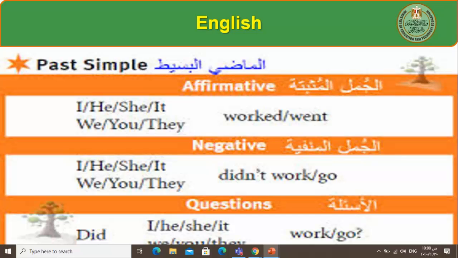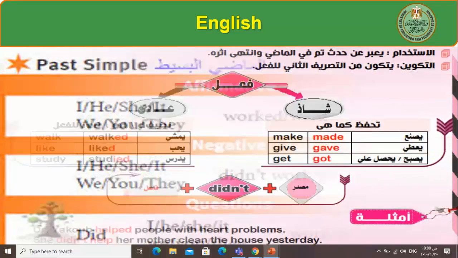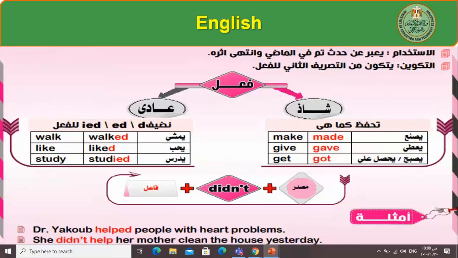لما أسأل هسأل بـ did، وبرضه نسحب الماضي من الفعل. Did I work? Did I go? Did she go? اوكي؟ باختصار باللغة العربية، الماضي بيعبر عن حدث تم في الماضي وانتهى، وانتهى أثره كمان، لأن لو أثره موجود هيبقى مضارع تام.